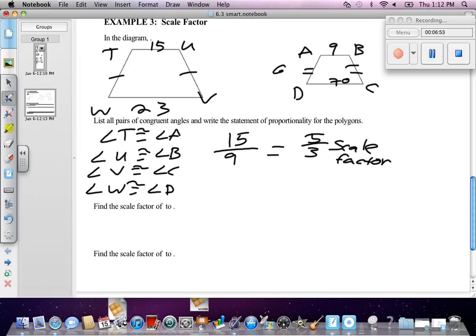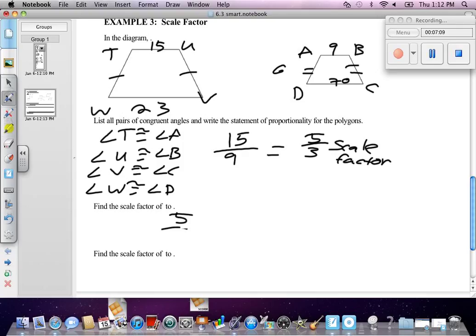So if I'm going from little to big, right, I would take the little one and I would times it by 5/3 and I would get the big one. So no matter what we did, if you did it the other way, it's fine, unless I said specifically what is this one to this one.